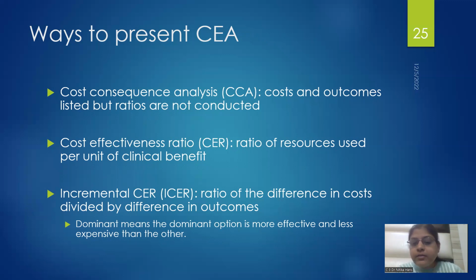Incremental cost effectiveness ratio is the ratio of the difference in cost between the older treatment and the newer treatment, divided by the difference in outcomes, that is, the difference between the outcome of the older treatment and the newer treatment. Dominant means the dominant option is more effective and less expensive than the other. With a dominant option, the incremental cost effectiveness ratio will favor the one that is least costly and more effective.